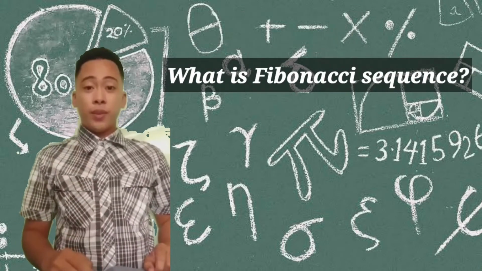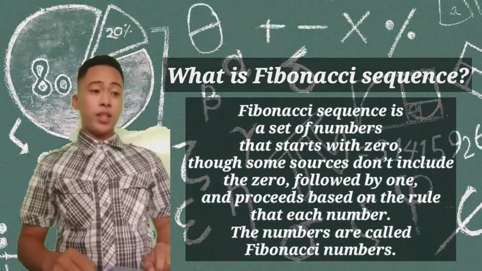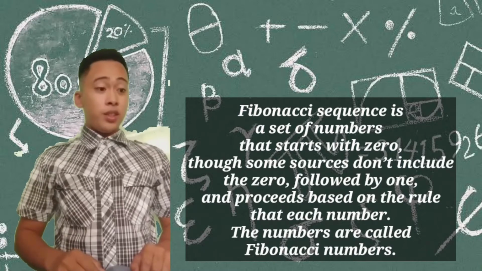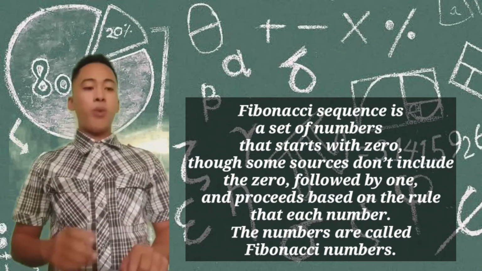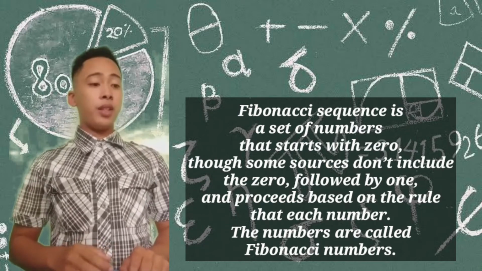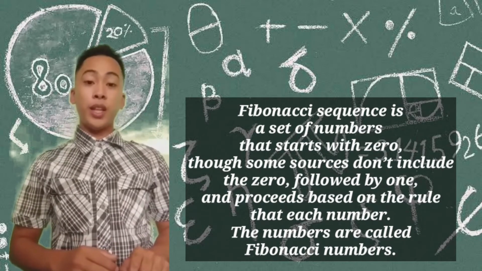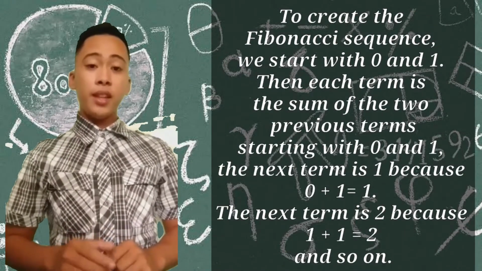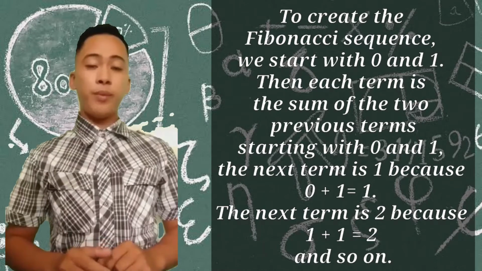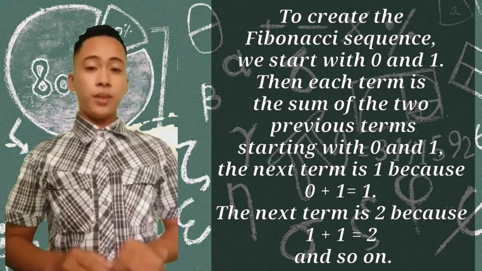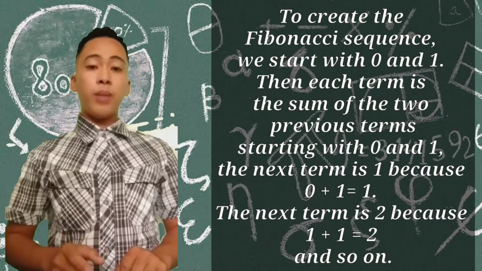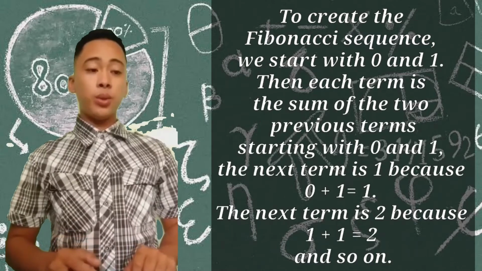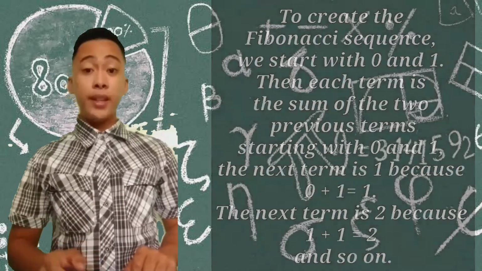First thing, what is Fibonacci Sequence? Fibonacci Sequence is a set of numbers that starts with 0. Through some sources, they don't include the 0, followed by 1, and it proceeds based on the rule that each number... The numbers are called Fibonacci numbers. To create the Fibonacci sequence, we start with 0 and 1. Then, each term is the sum of the two previous terms. The next term is 1 because 0 plus 1 is equal to 1. The next term is 2 because 1 plus 1 is equal to 2, and so on.